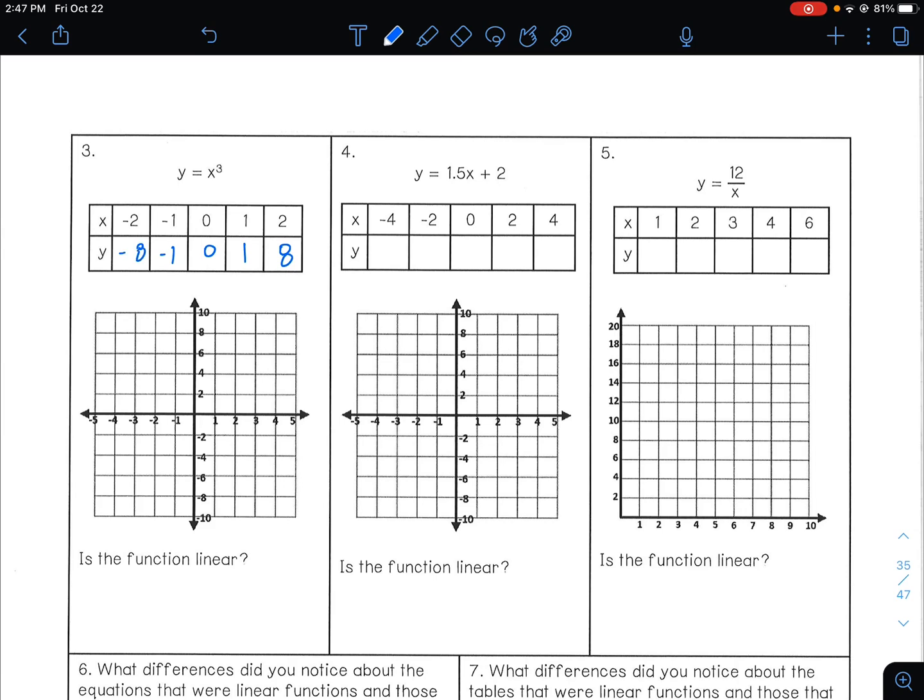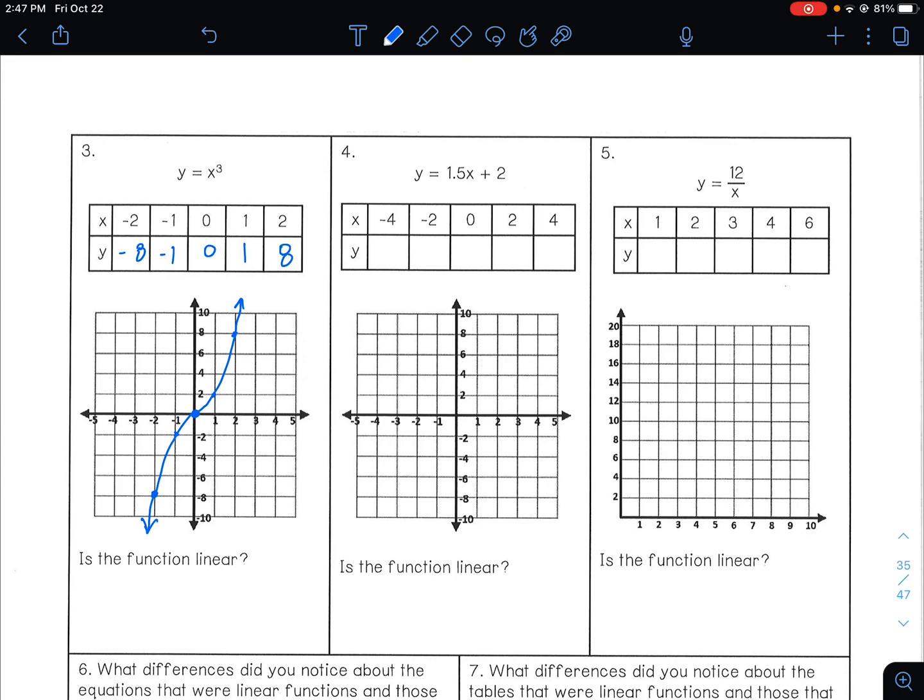So what does this look like? At 0, you have 0. At 1, you have 1. At x is 2, y is 8. When x is -1, y is -1. And when x is -2, y is -8. What does this actually look like when you graph it? It's actually a curve. Kind of goes like that, and it curves downward like that.